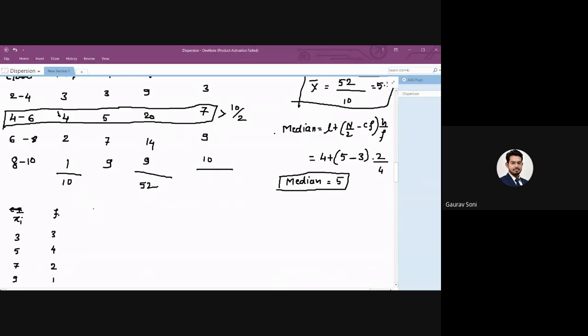Now, which column did I say we need? Fi mod xi minus x bar. Right? For mean deviation, we need this. For deviation about the mean, what I need is Fi. Also, we have the value of x bar. So let me just put that.